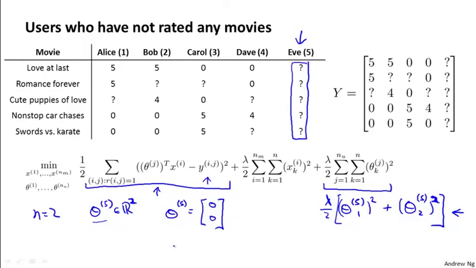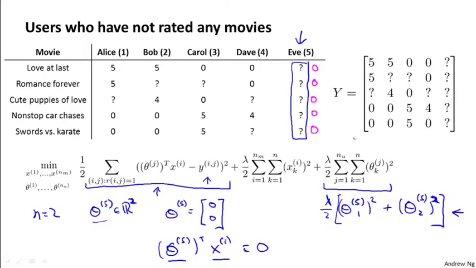And so when we go to predict how user 5 will rate any movie, we have that theta^(5) transpose x^(i) for any i is just going to be equal to 0, right? Because theta^(5) is 0, for any value of x, this inner product is going to be equal to 0. And what we're going to have, therefore, is that we're going to predict that Eve is going to rate every single movie with 0 stars.